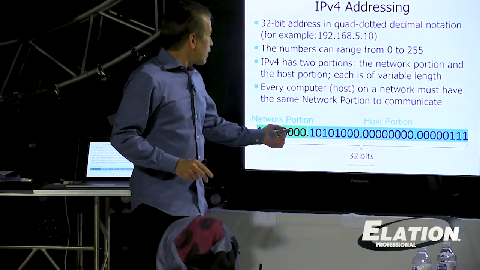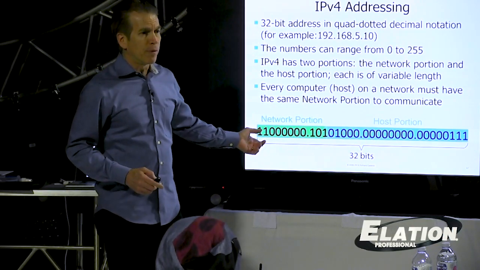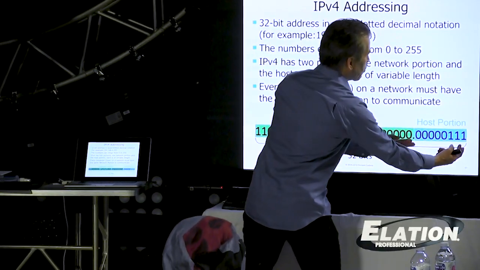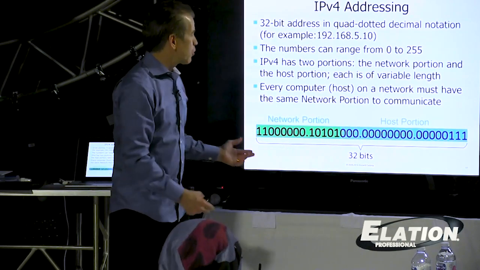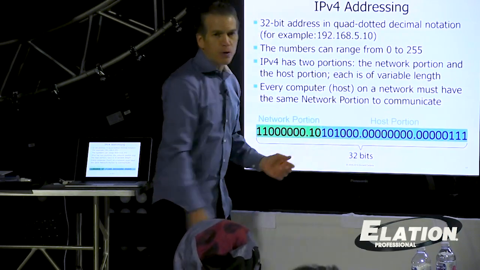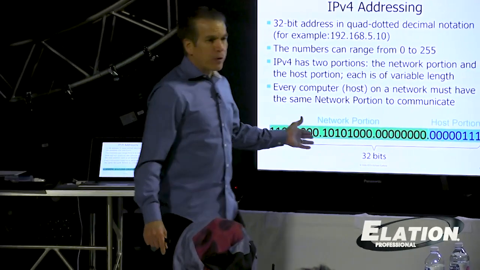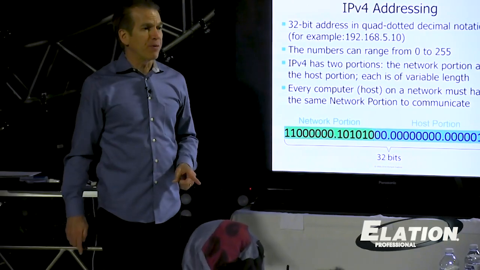Now, the length of the network portion and the host portion is variable. So you can have a very large network portion and a short host portion, or a short network portion and a large host portion. And the length of the network portion, and consequently the host portion, is determined by the subnet mask.